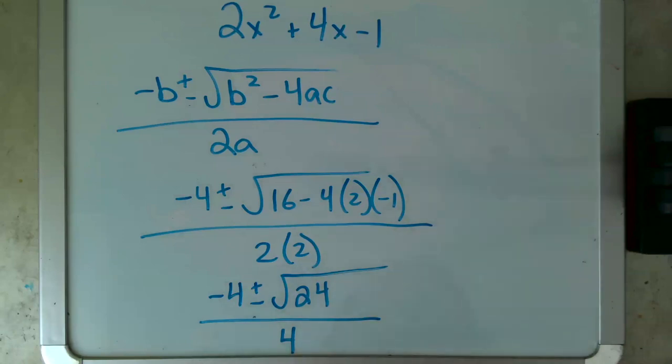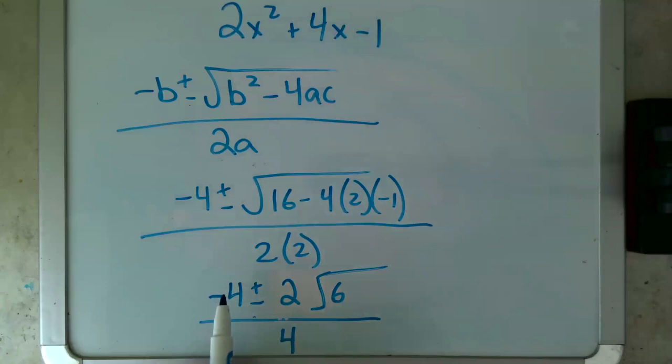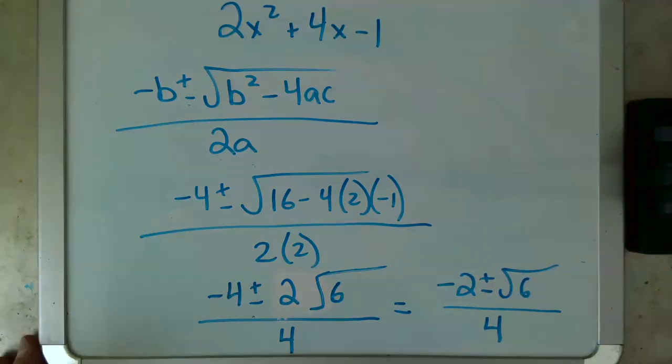My 24 can be rewritten as 4 times 6. And the square root of 4 is just 2. But my 6 has to stay inside. Final step is in the negative 4, the 2, and the 4, I have a common factor of 2. And those are my two answers.